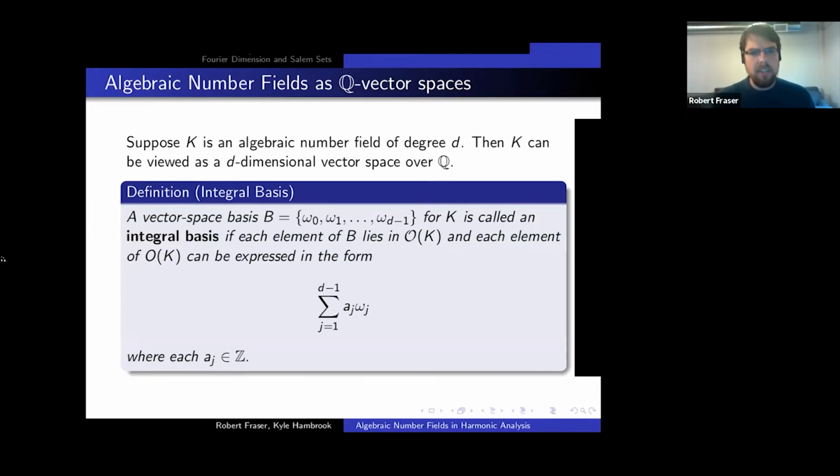So we call a vector space basis B for an algebraic number field K an integral basis if each element of B is an algebraic integer, and each algebraic integer is some integer linear combination of the elements of B. So as it turns out, every algebraic number field will have an integral basis, and this is going to be useful for us.